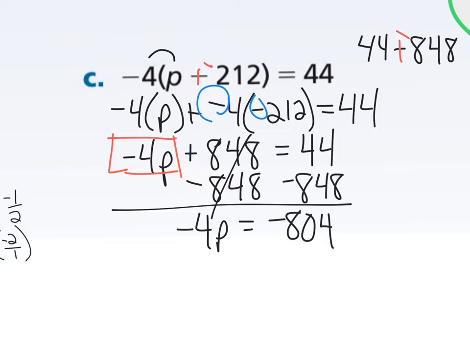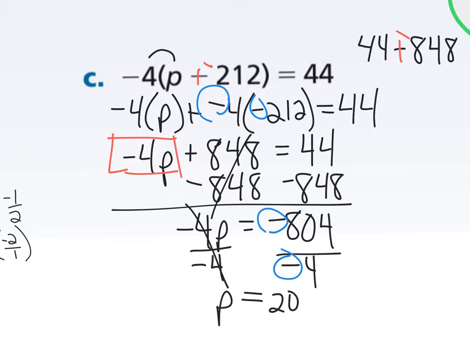Okay, and then the last step, we need to divide by -4. Okay, -4 divided by -4 is 1, and those then cancel out basically. 1p is the same as p. And then when you do this, negative divided by negative is positive, and 804 divided by 4 is 201. Very good. So the answer would be p equals 201.